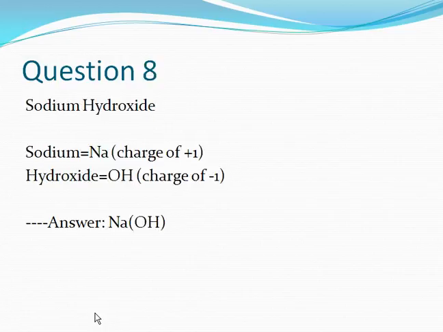Question 8. Just like the last problem, both sodium and hydroxide have the same charge, so there doesn't need to be any subscripts after the Na or OH, and they can just be added together to form the formula.